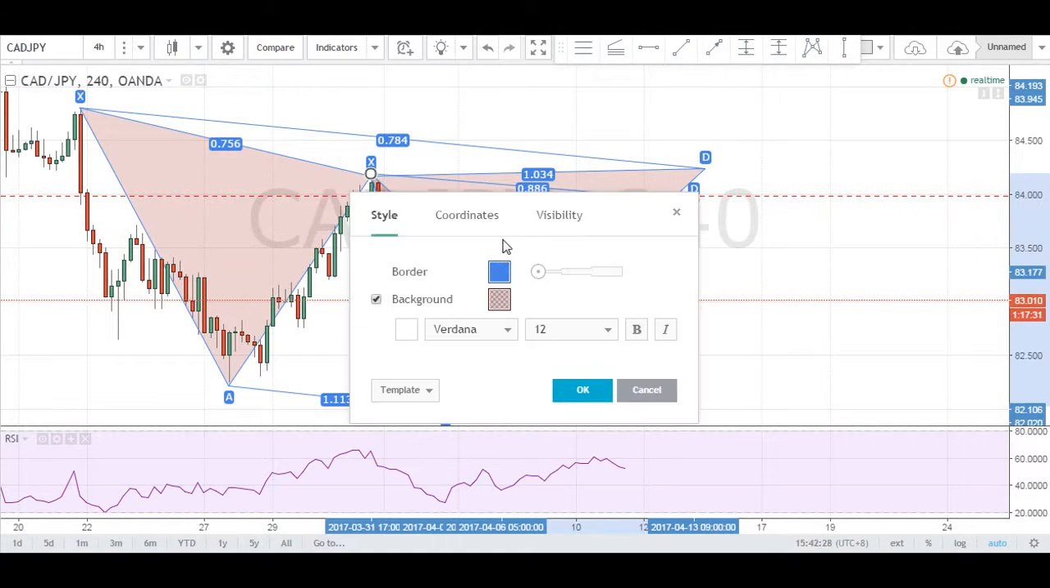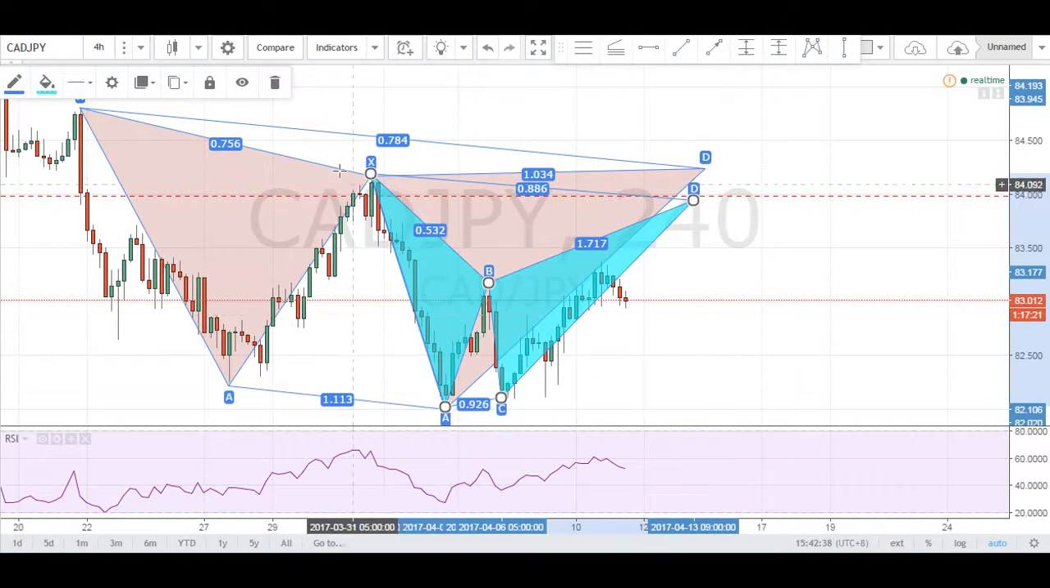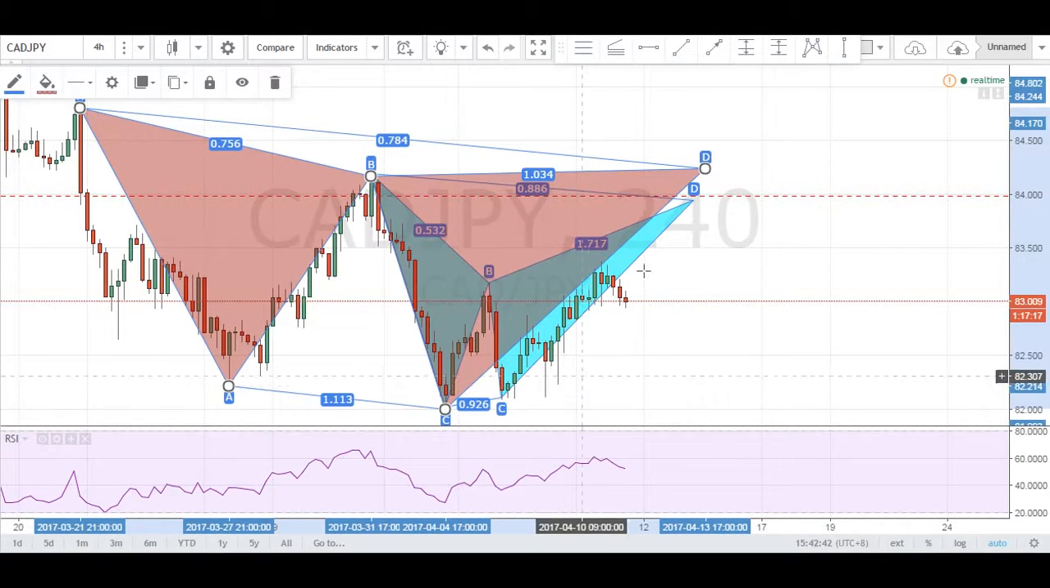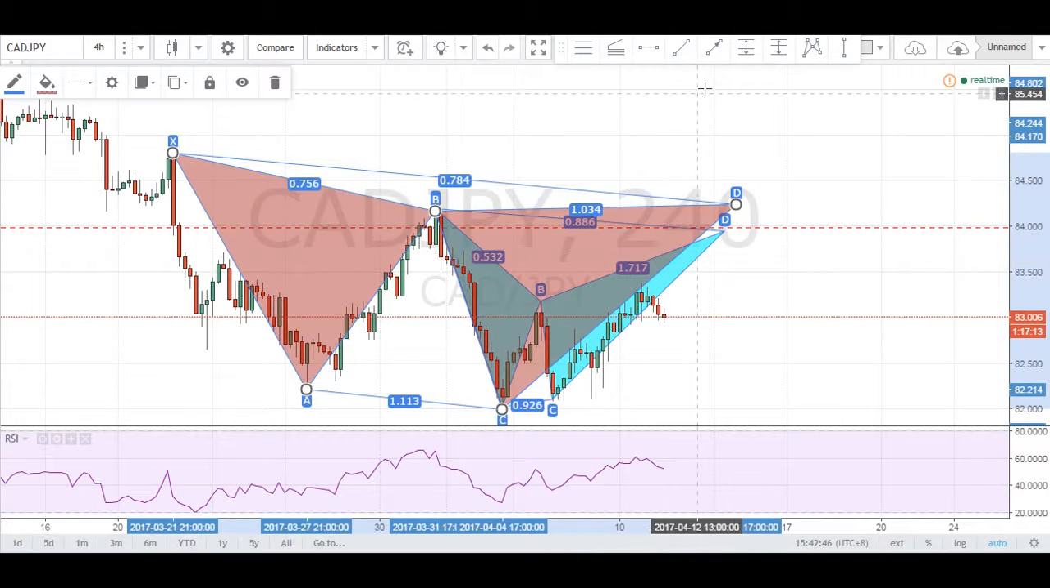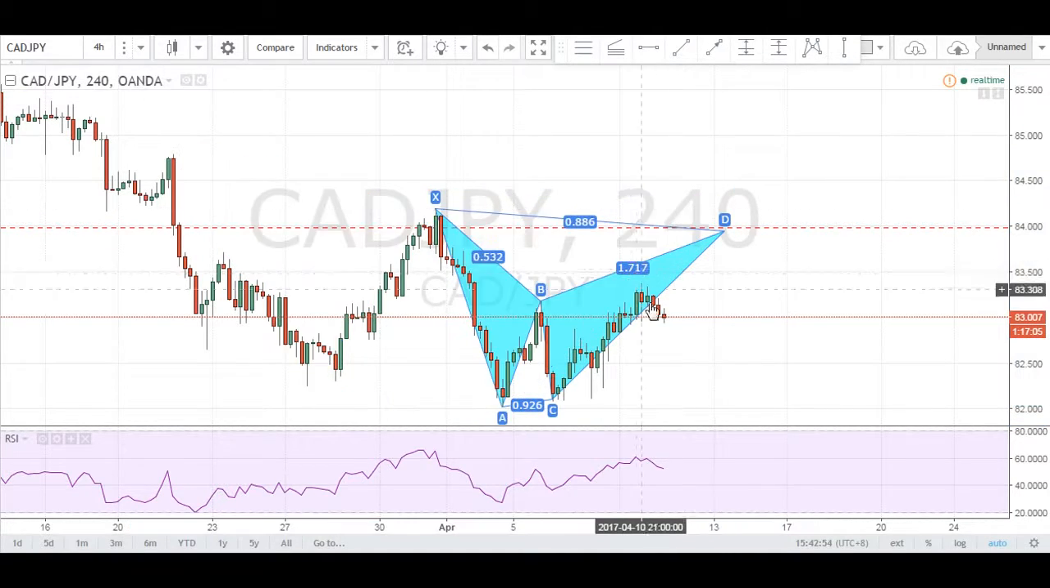Let me just make it a different color for you. Let's make it blue. So now we have two patterns setting up, confluencing with our structure level and also confluencing with our bearish momentum. I don't want to go through the cipher pattern, but I do want to go through the bat pattern with you to show you how it works.